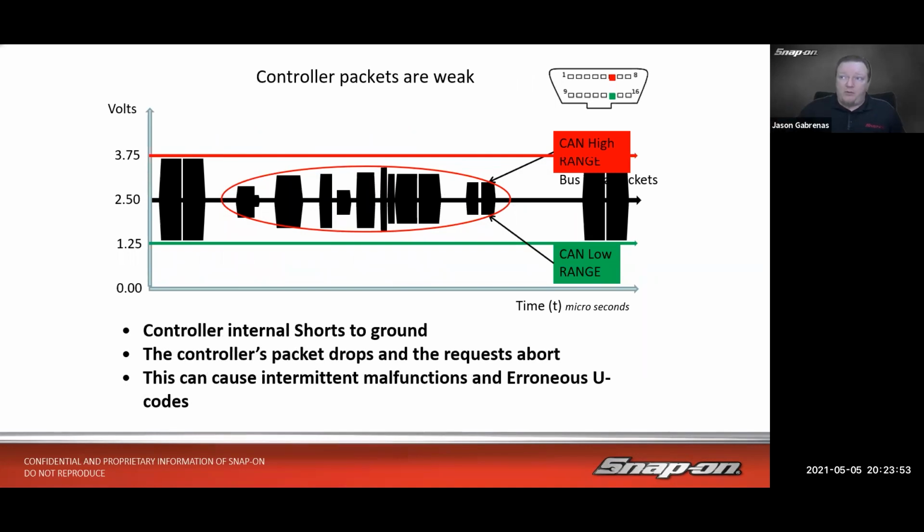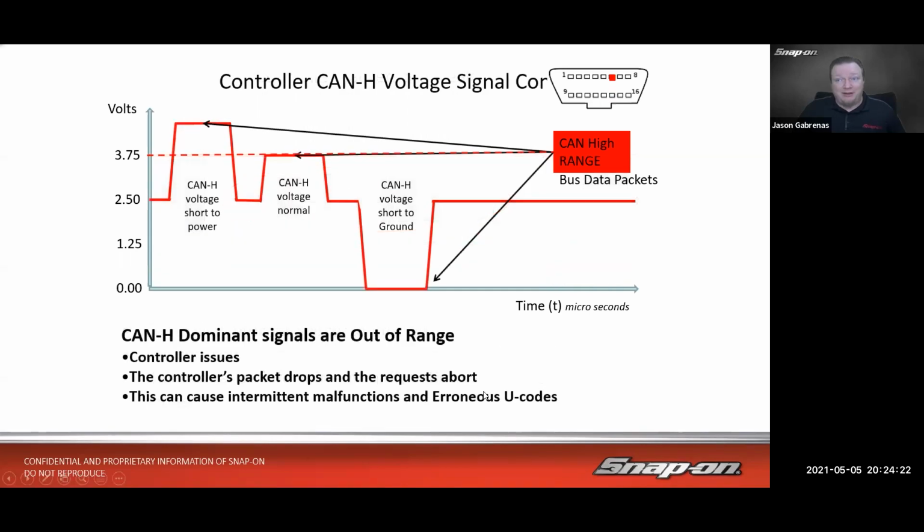Here's an example of weak packets. I have some good packets over here, and some good packets over here. And then I have a bunch of weak data packets, not nearly as high and not nearly as low. That generally indicates controller internal shorts to ground. When we have an error like this, it's going to drop off the network, and the modules are going to stop asking for information from it. That means request abort, which causes intermittent problems and erroneous U codes again. You're going to see a running theme here anytime we have any of these problems.